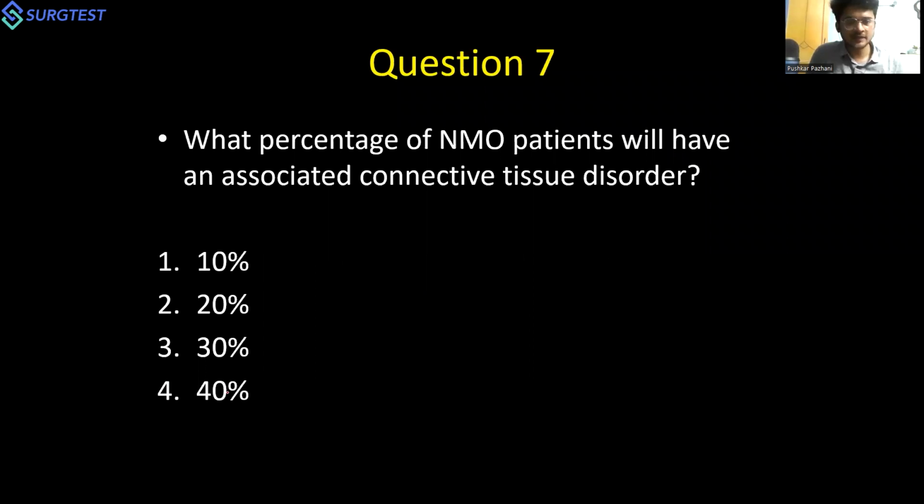Yes, so the actual answer is 40%. So 40% of NMO patients will have an associated connective tissue disorder. And the reason why I put up this MCQ is because whenever you have a diagnosed NMOSD, please screen for other connective tissue disorders. It's very, very important.